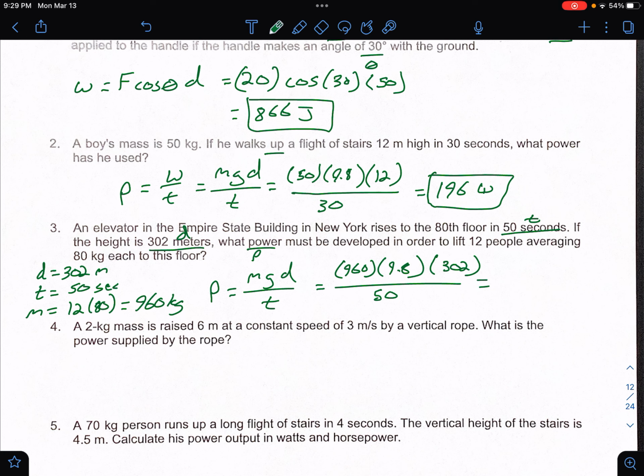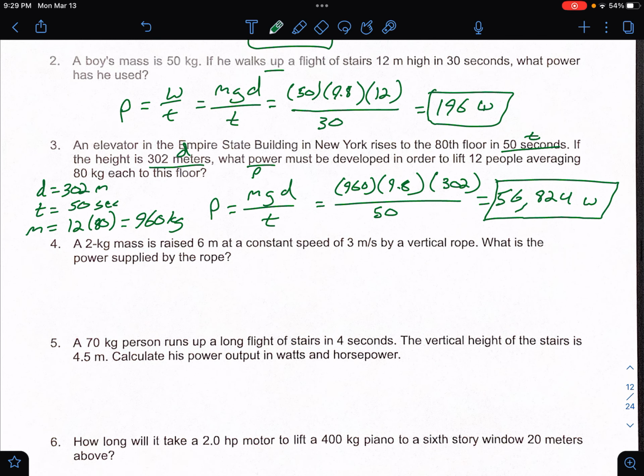So do all that math and you get 56,824 watts. It is okay to get big numbers. You got to think about, in order for that elevator to raise that much weight that many floors or that distance, it takes quite a bit of power to be able to get that done.